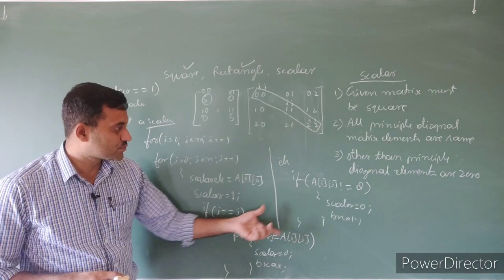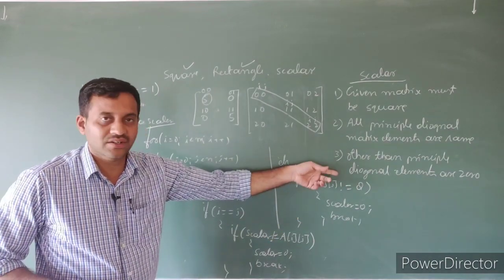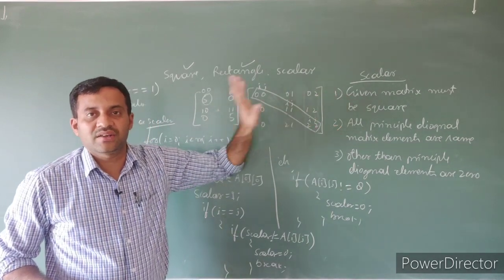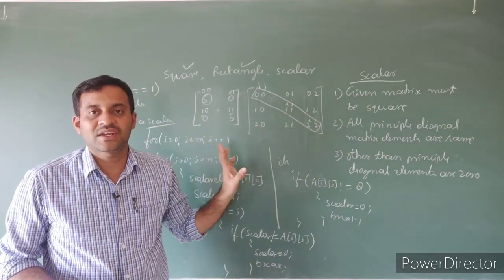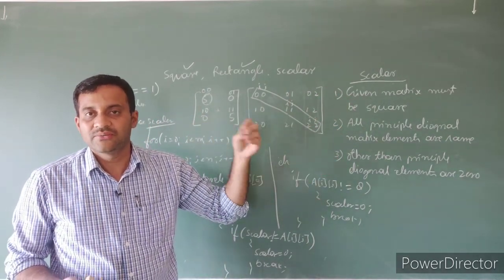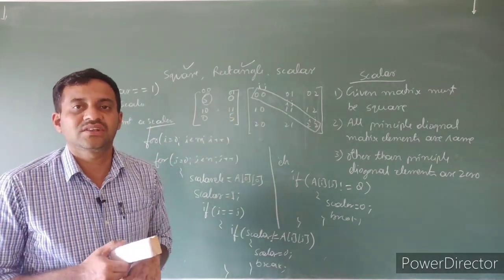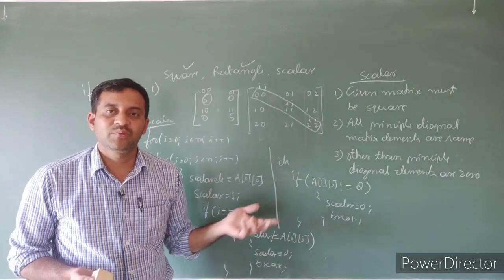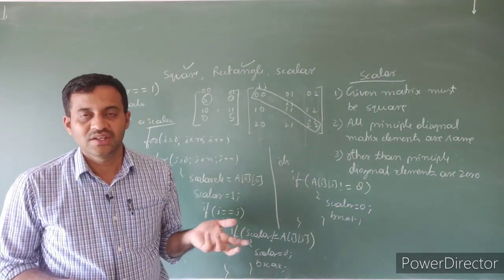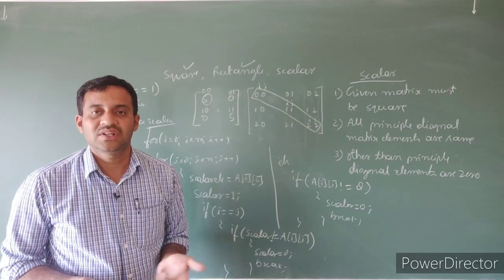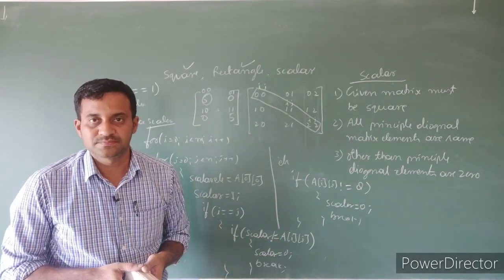Before verifying the second and third conditions, we have to verify the given matrix is square. It is easy to verify. If m is equal to n, if it is true, then we can perform all these conditions. If it is not equal, then we directly say the given matrix is not a square. If it is not a square, then it is not a scalar. So let's write a program.